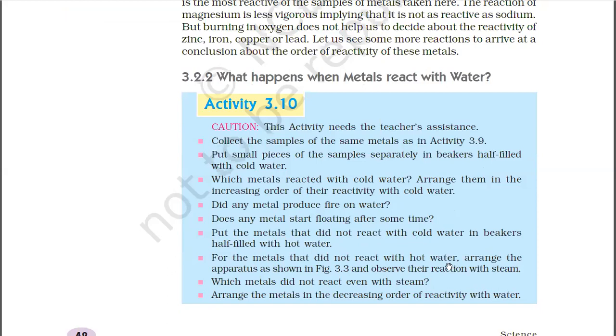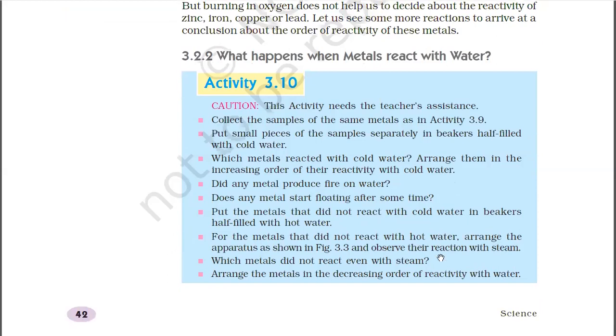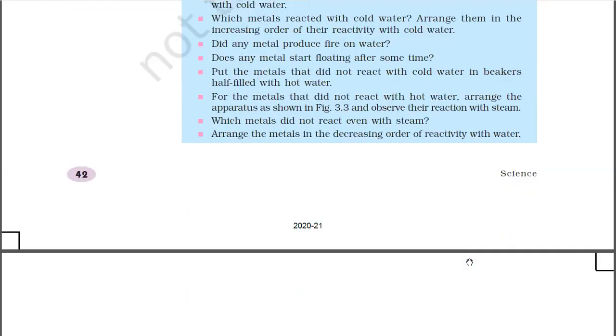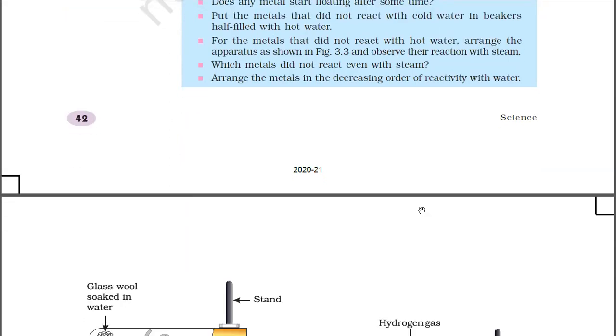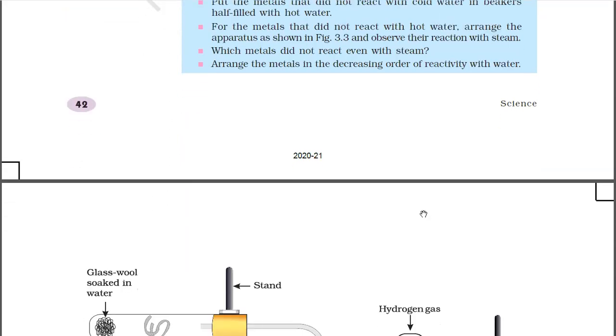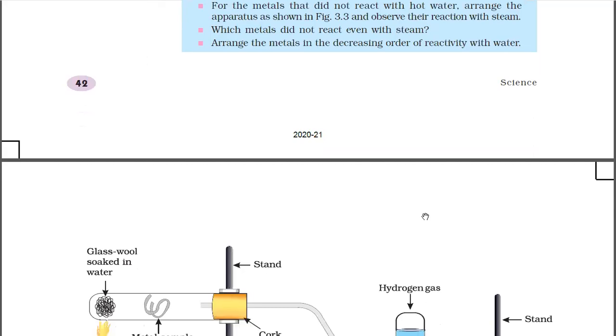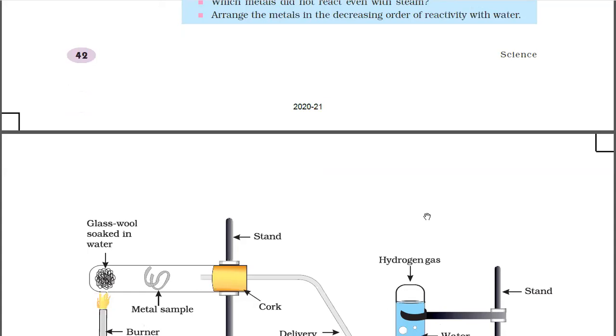Did any metal produce fire on water? Does any metal start floating after some time? Put the metals that did not react with cold water in beakers half filled with hot water. For the metals that did not react with hot water, arrange the apparatus as shown in figure 3.3 and observe their reaction with steam. Which metals did not react even with steam? Arrange the metals in the decreasing order of reactivity with water.